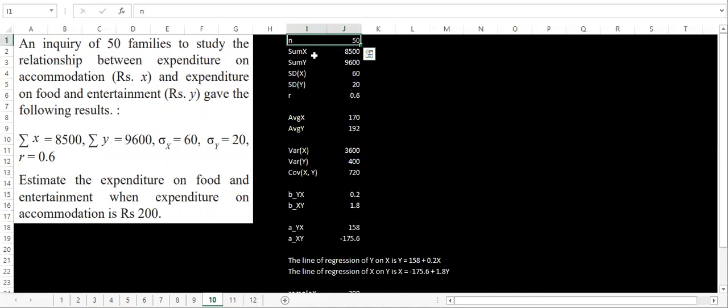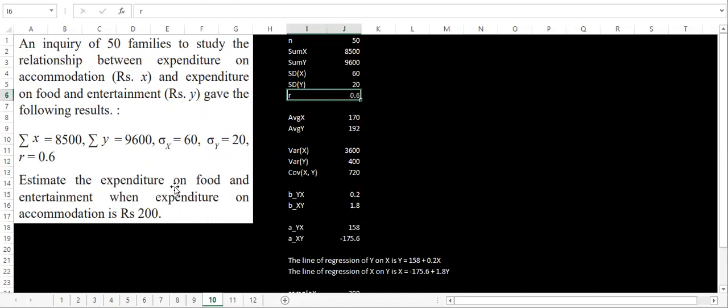And the sum of the X values is 8,500. Sum of the Y values is 9,600. Again, this is notation for the standard deviation of X. So we have standard deviation of X is 60. Standard deviation of Y is 20. And we are given the correlation coefficient as 0.6. We are asked to estimate the expenditure on food and entertainment.